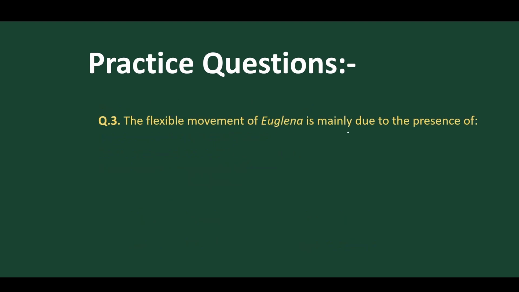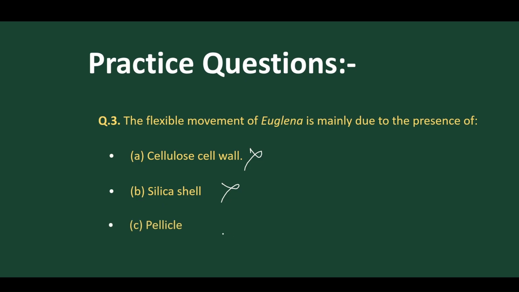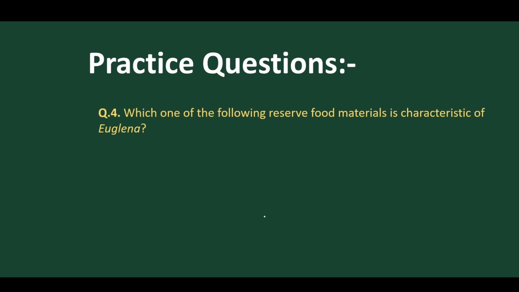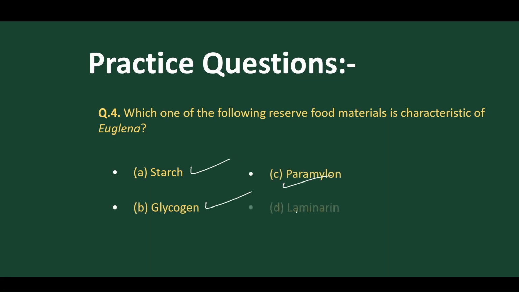Third question: the flexible movement of Euglena is mainly due to the presence of myonemes. Cell wall? No. Silica shell? No. Pellicle present? Yes. The pellicle contains myonemes, and due to the presence of pellicle and myonemes, Euglenoid movement is possible. Got it. Next question: which one of the following is a food material? Paramylon, starch, glycogen, laminarin. It is not the others, so paramylon is the right answer.